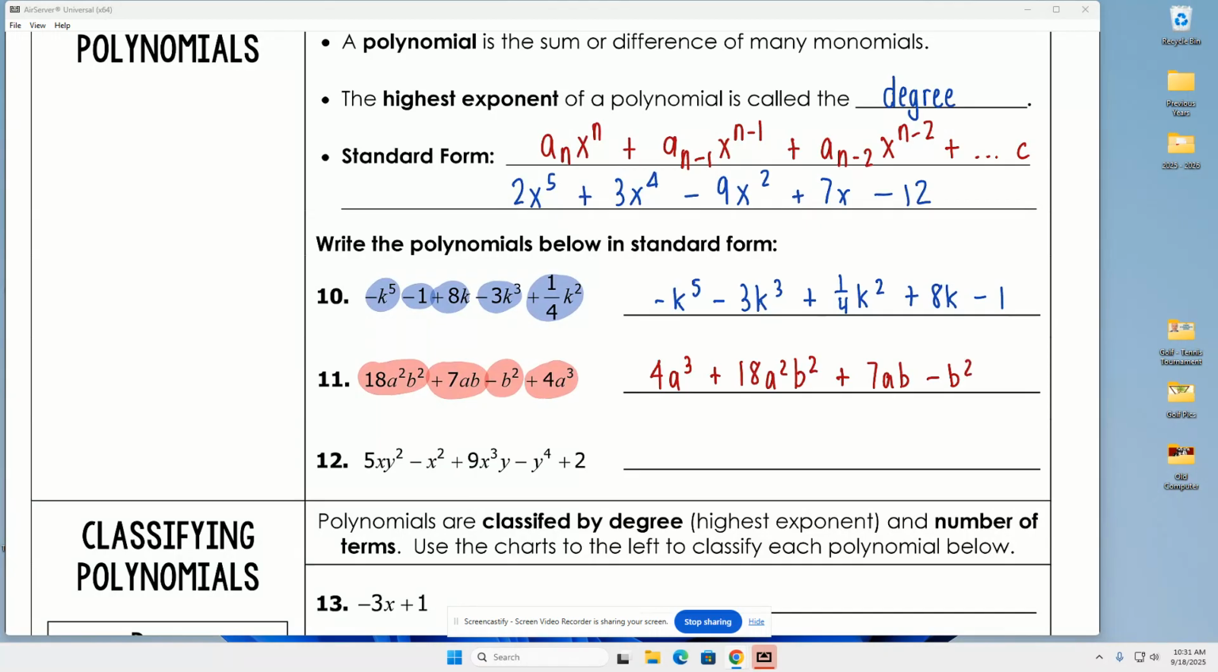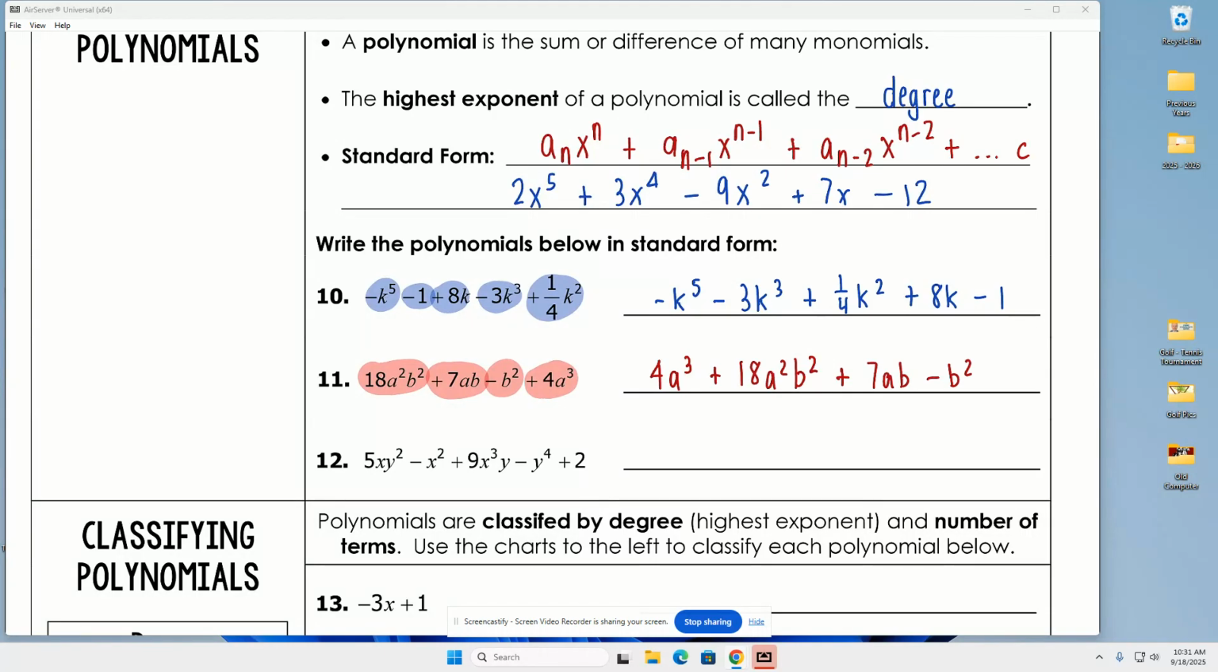Now, that is in standard form because we started alphabetically with our biggest exponent. It didn't have a constant, but if we had a constant, it has to go where? At the very end, past everything else. You understand? All right, last one then.